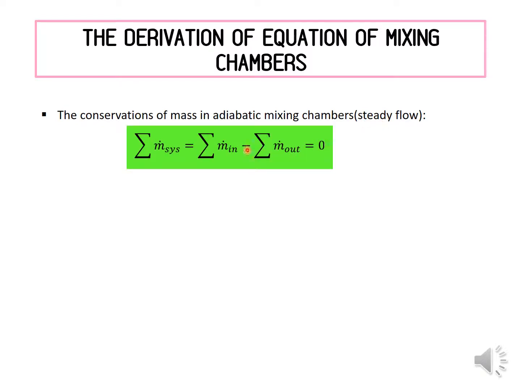Okay, this is the general equation of the conservation of mass in the rate form, which is summation of m dot system equals summation m dot in minus summation m dot out. But for steady flow, the summation of m dot system will be 0. So the summation of m dot in will be equal to the summation of m dot out.